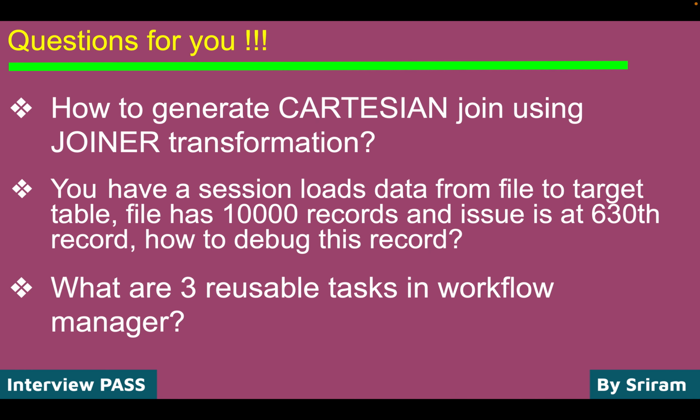How to generate a Cartesian join using joiner transformation in a mapping. Okay. Next one is, you have a session that loads data from a file to a target table. The file has 10,000 records and there is an issue in the 630th record. Okay, you have to debug this record. If you start debugging, the records will come from 1, which doesn't have an issue until 630. How do you directly go to the 630th record? How to debug this record? Okay, what are the 3 reusable tasks in Workflow Manager and how do you use them? Okay, that's a very, very important question too.